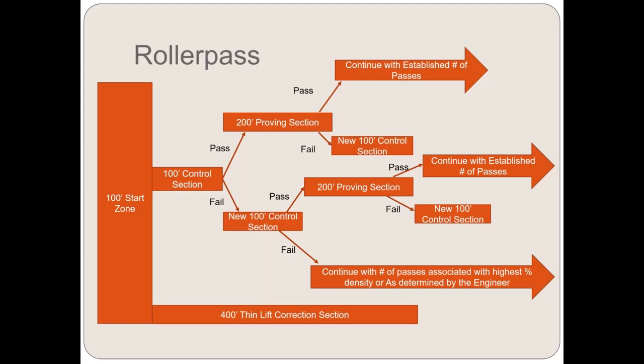If that second control section passes, then you're moving back into the same process of working with the 200-foot proving section. And if that passes, then you continue with the established number of passes. But on any project, after 2 control sections fail, you revert to the number of passes associated with the highest density. There'll be copies of this flow chart available on the DOH toolbox page that can be printed off.